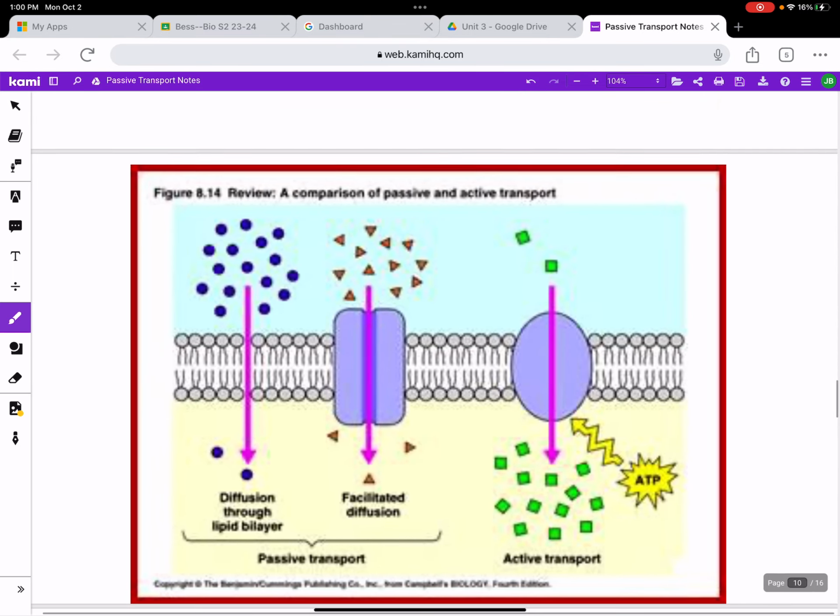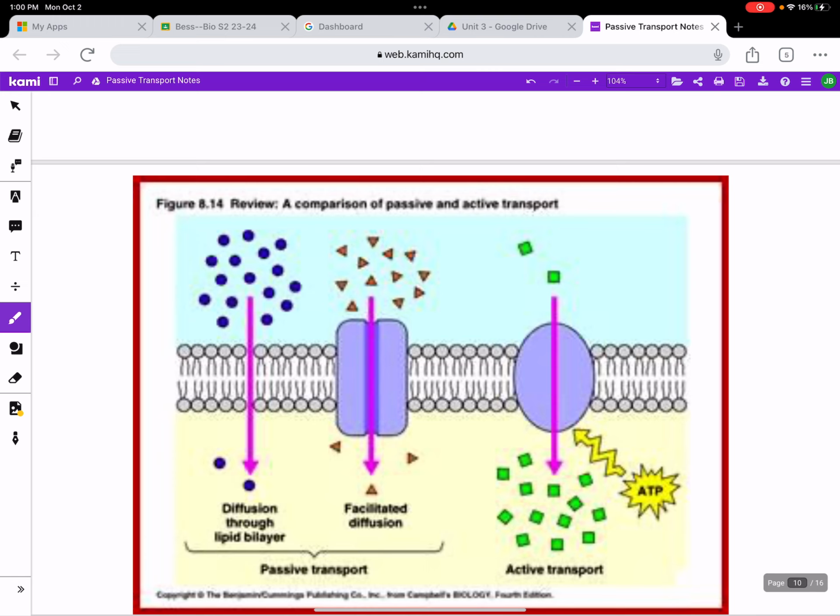So here's kind of an overview of what I've talked about. So here is our lipid bilayer we're seeing right here. And this one actually has protein molecules.